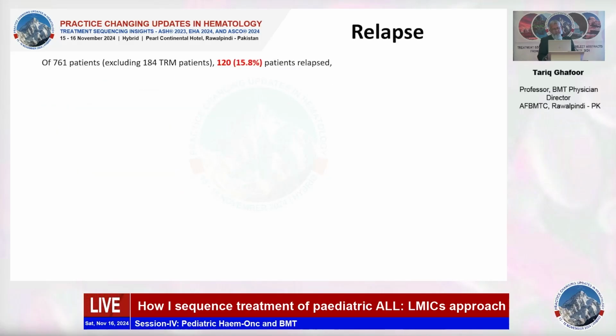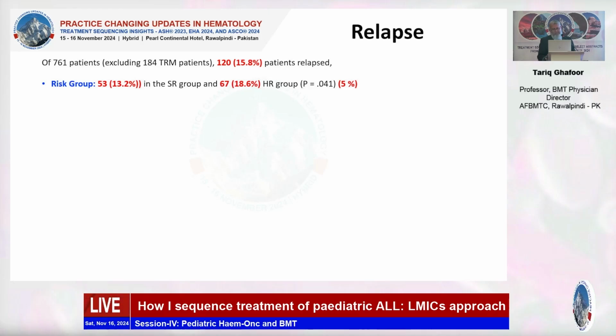Then we talk about the relapse. About 16% of patients relapsed. Looking at the risk group, in standard risk the relapse was 13%, and it increased to 18.6% in the higher risk group, a 5% increase. And age more than 10 years was associated with a 10% increase in relapse as compared to children younger than 10 years.